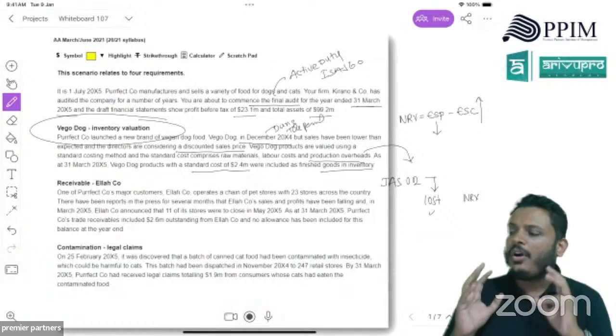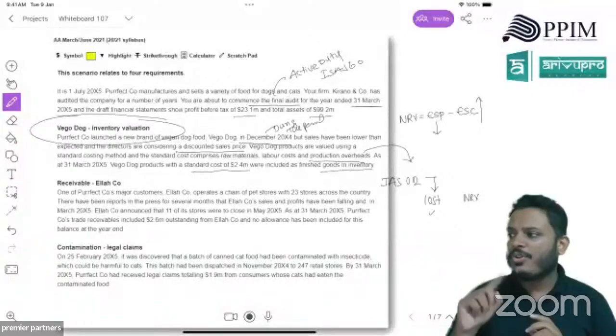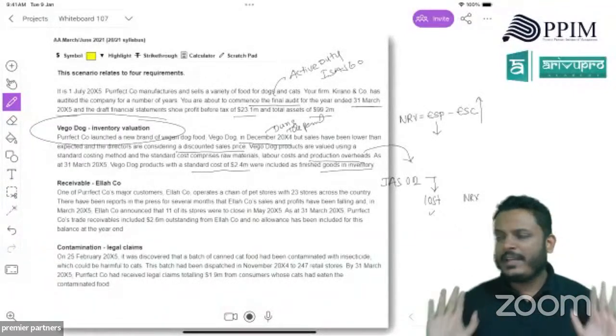Because here they are talking about inventory valuation. So valuation is the assertion. IAS 2, cost or NRV, is the issue. Is my explanation understood?